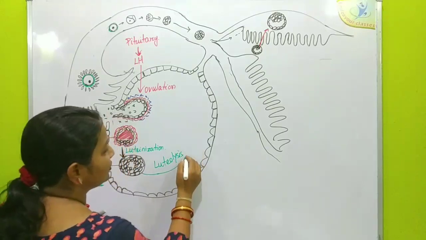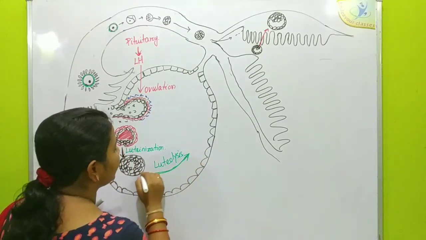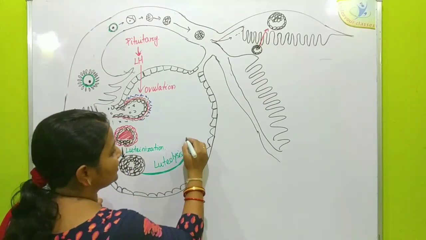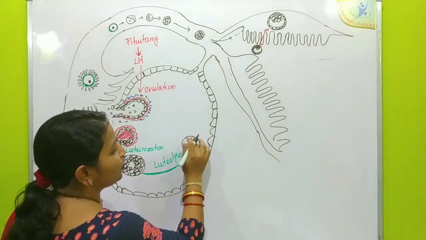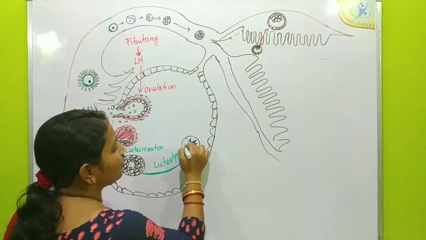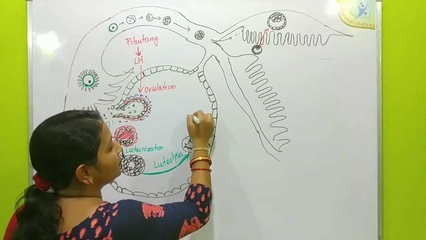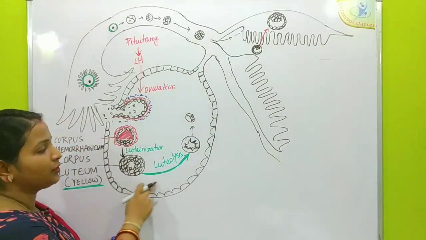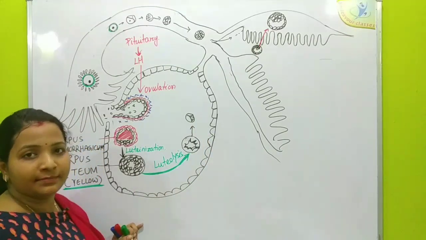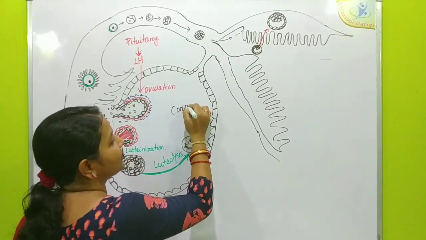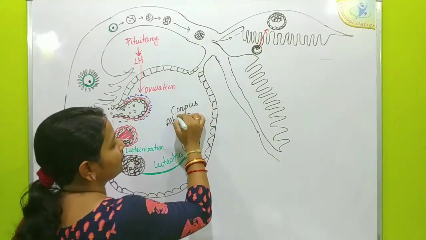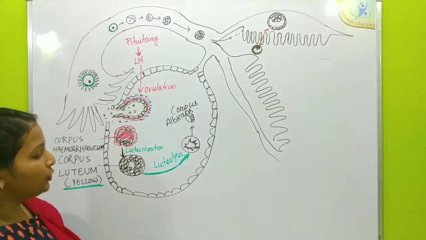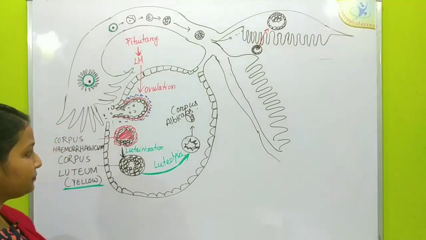Luteolysis. Lysis means breakdown. So luteal cells break, or there is degeneration of the luteal cells, and there is deposition of fibrous tissue, especially collagen fibers. Due to deposition of a high amount of collagen fibers, this mass appears red. So gradually the corpus luteum turns to a white colored scar mark, that is called corpus albicans, which is white in color due to the presence of a high amount of collagen fibers.